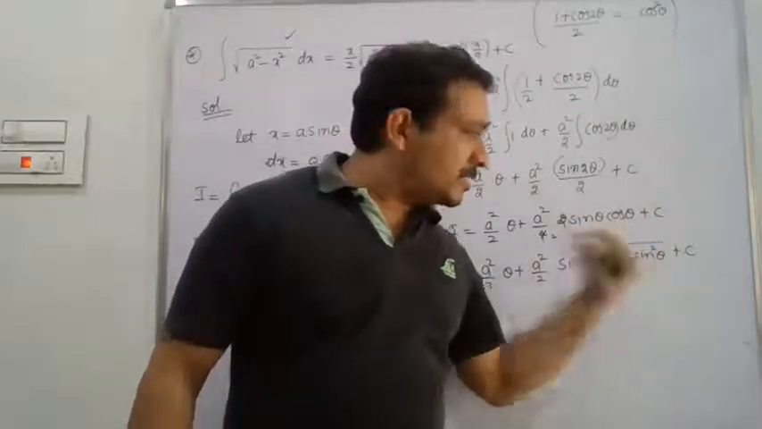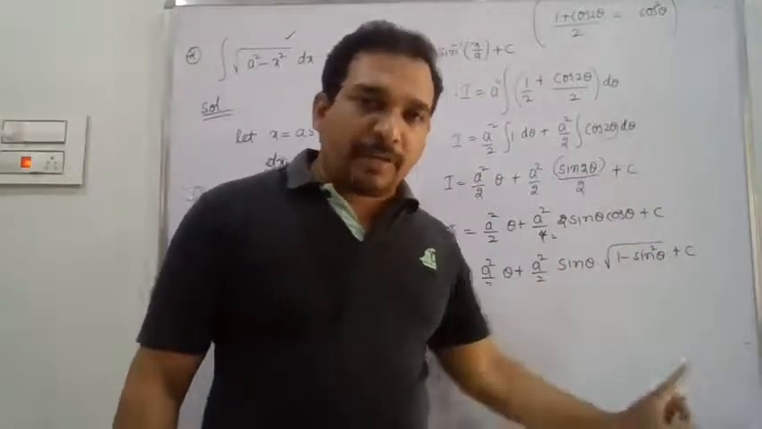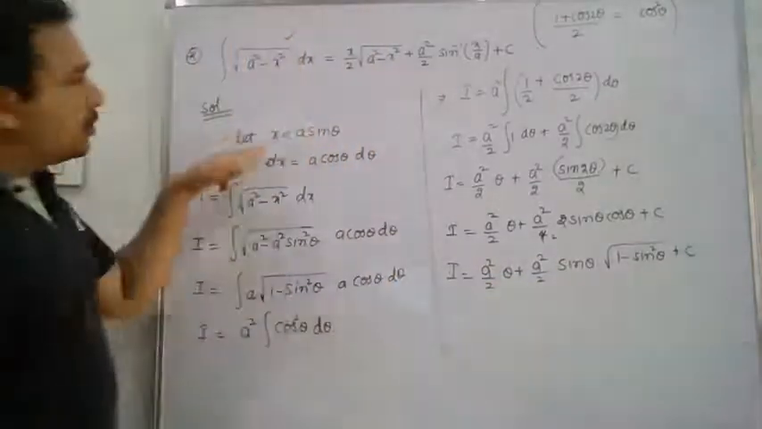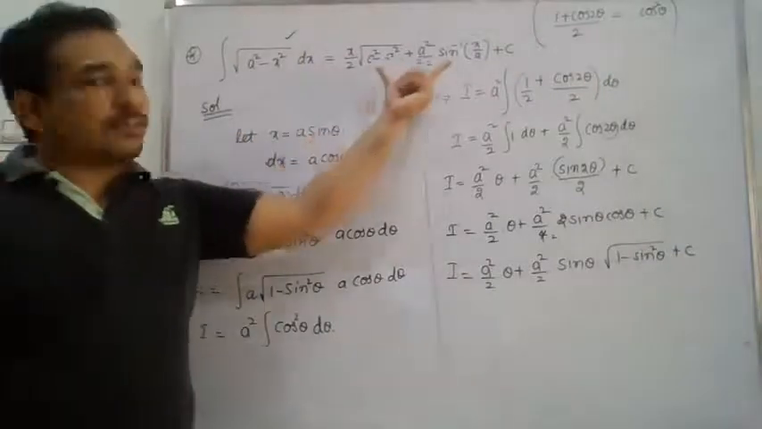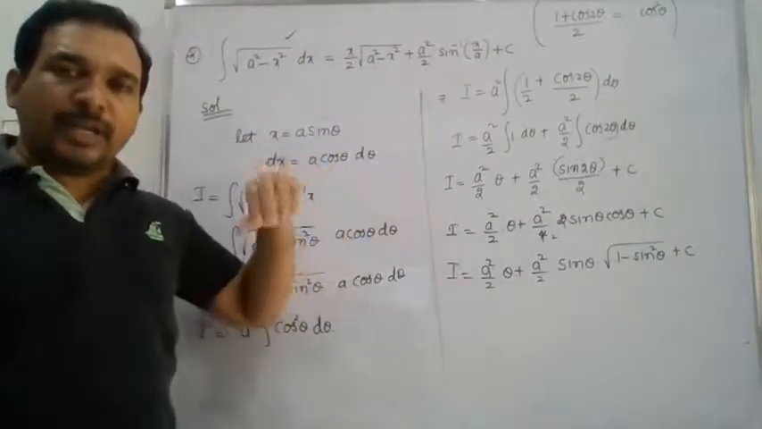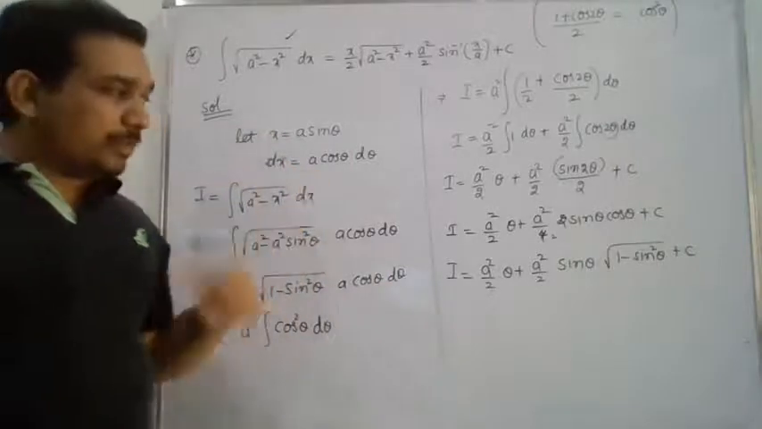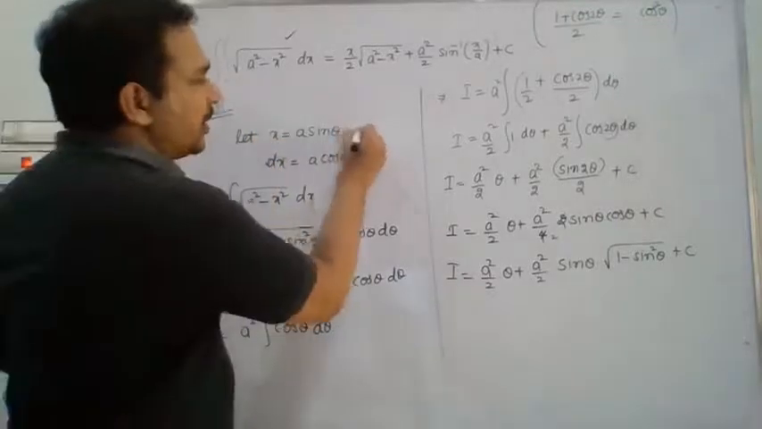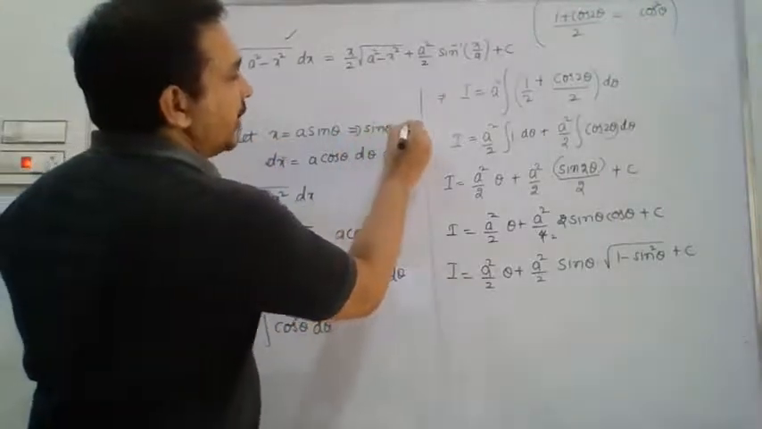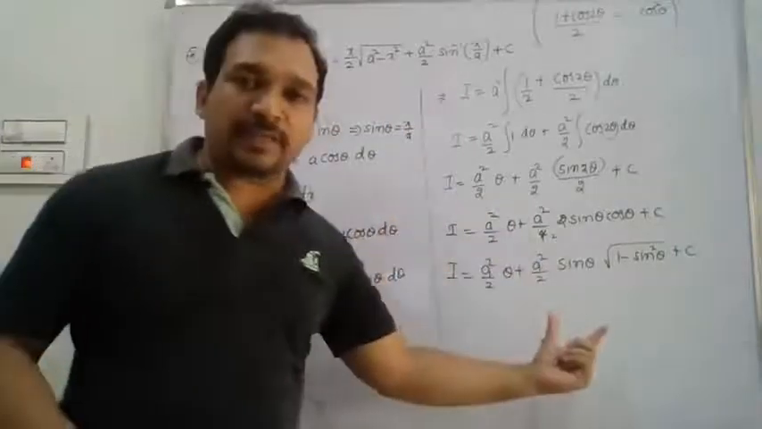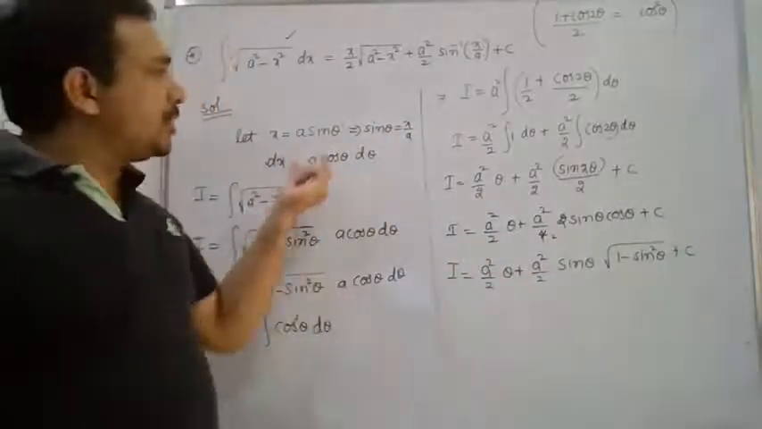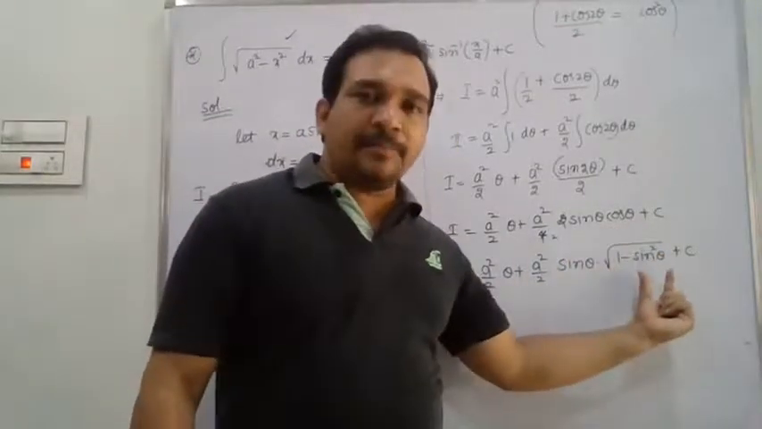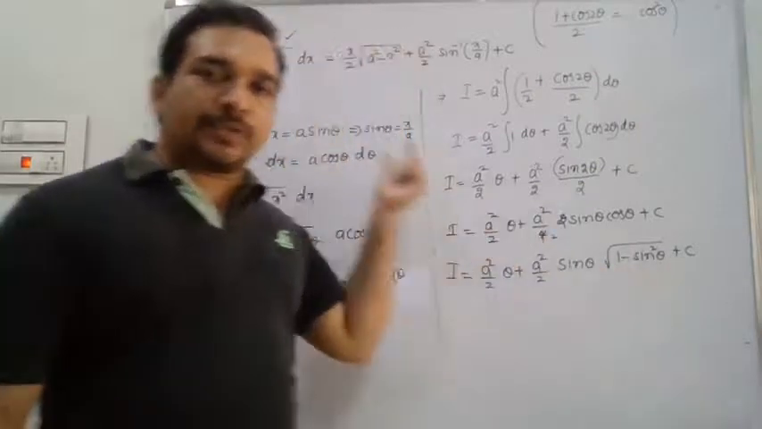Why have I written cos theta as a square root in terms of sin? Because sin theta is our assumption. We took x equal to a sin theta, but the answer must be in terms of x. So I should resubstitute the x value instead of theta. We already know that sin theta is equal to x by a. So if I get the answer in terms of sin theta, it is easy to substitute x by a. That's why instead of writing cos theta, I wrote square root of 1 minus sin square theta, so that for sin theta I can substitute x by a.